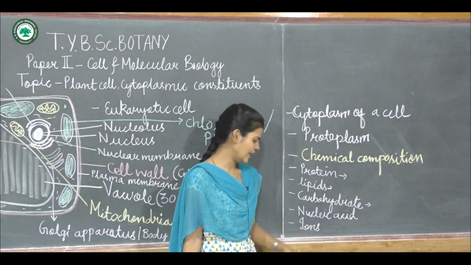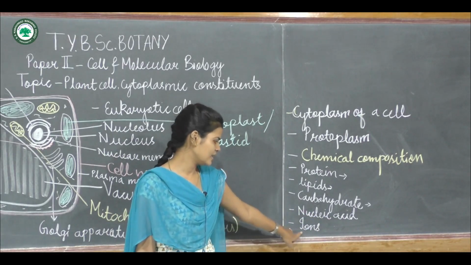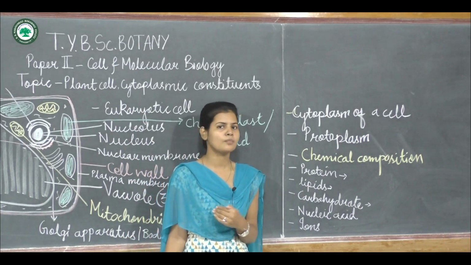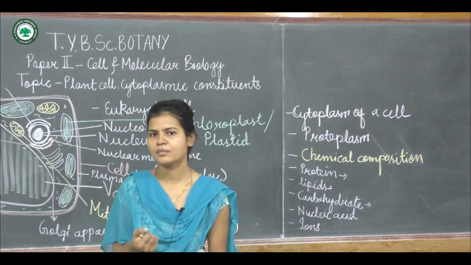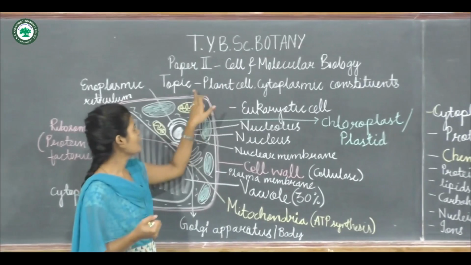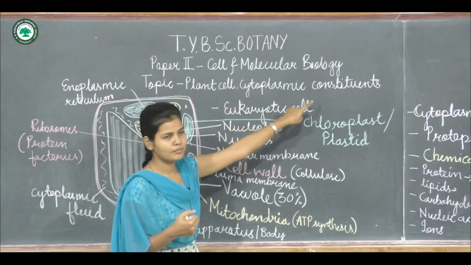Next to that are the ions. So there are different inorganic ions present in the cytoplasm, like Mg2+, MnO+. So different types of ions are also present in the cytoplasmic matrix. So this is about just the plant cell. Under that, the next topic is the cytoplasmic constituent.